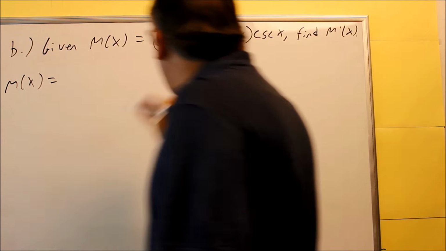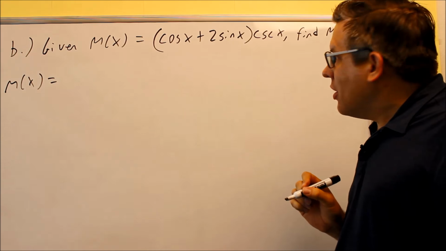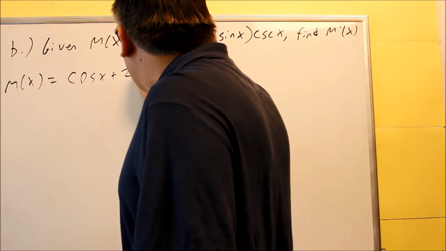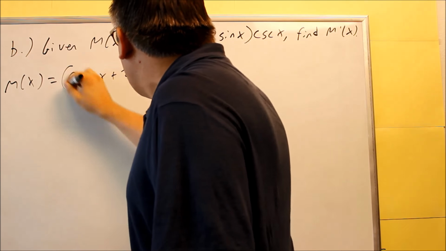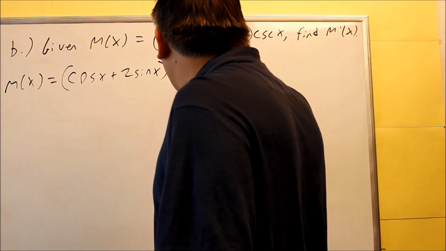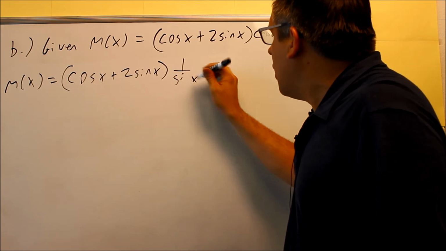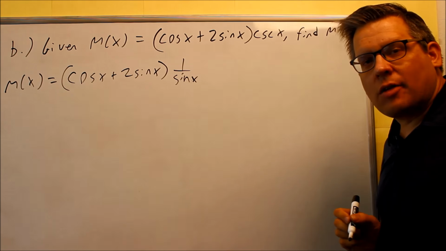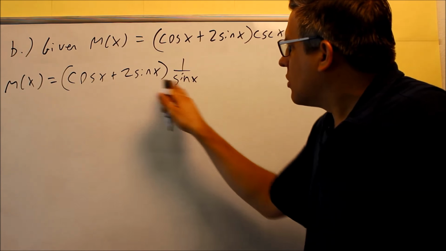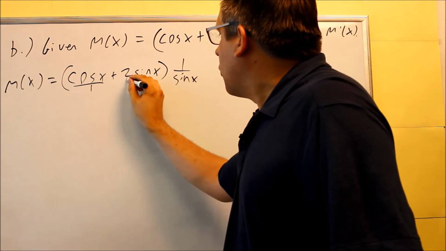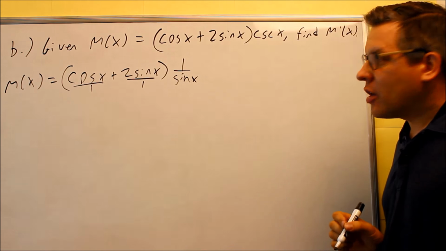Okay, so no derivative yet. All I'm going to do is apply an identity. The cosecant, we can apply an identity to that, and that's going to be 1 over sine x. We're going to multiply this by each thing here. So this is cosine x over 1, and you can write that as 2 sine x over 1.